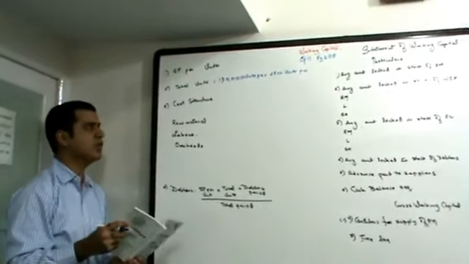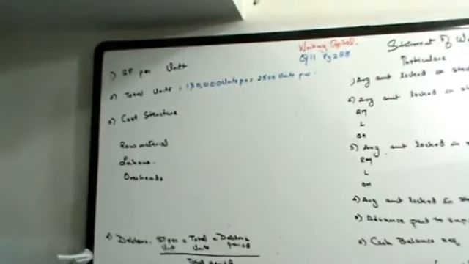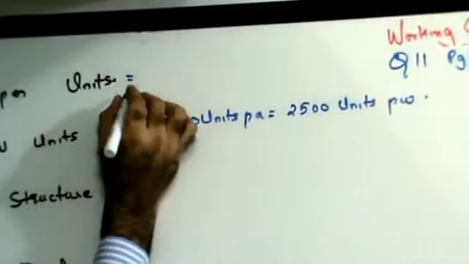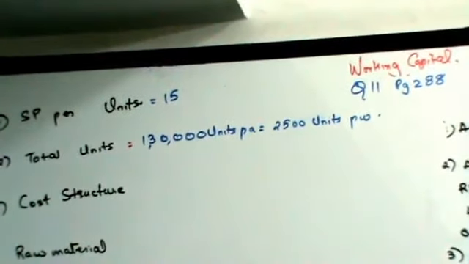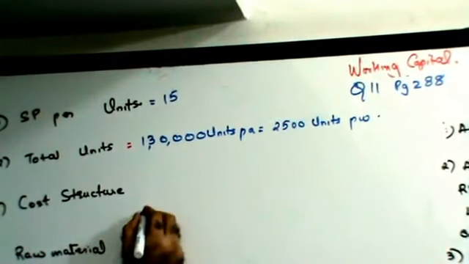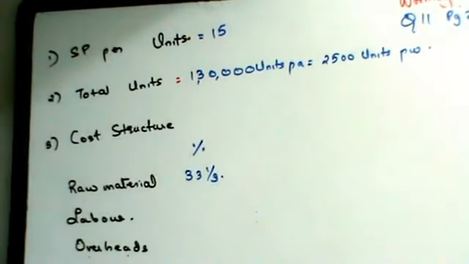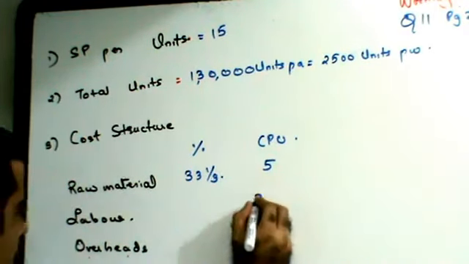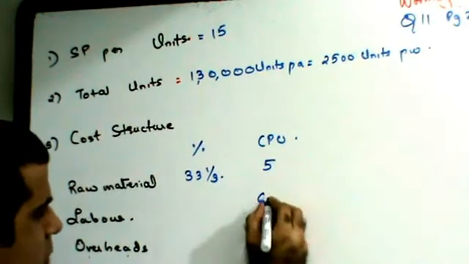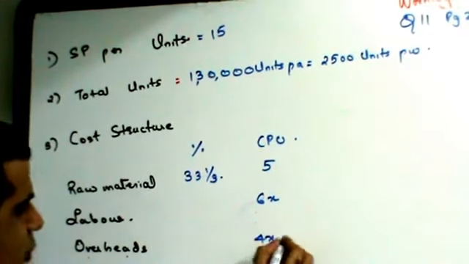Now straight away let's come to adjustment number H. Let us see the cost structure. Before that, adjustment G says that selling price per unit is 15 rupees. They have given you raw material is 33 1/3%. How do I get the CPU, guys? Very simple. Whenever percentage is given, you multiply the selling price per unit by the percentage. If I multiply 15 by 33 1/3%, I will get my CPU, which comes to 5. They've given you labor and overheads are in the ratio of 6:4. So we will assume labor to be 6x and overheads to be 4x.